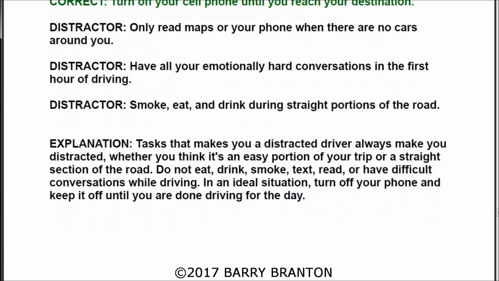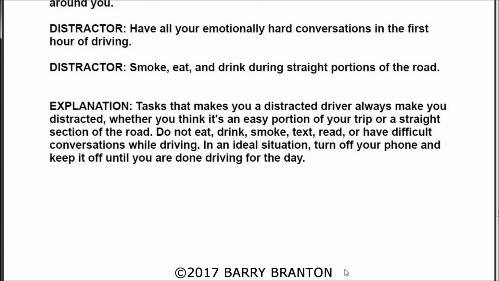And we have an explanation. Tasks that make you a distracted driver always make you distracted. Whether you think it's an easy portion of your trip or a straight section of road, do not eat, drink, smoke, text, read, or have a difficult conversation while driving. In an ideal situation, turn off your phone and keep it off until you are done driving for the day.